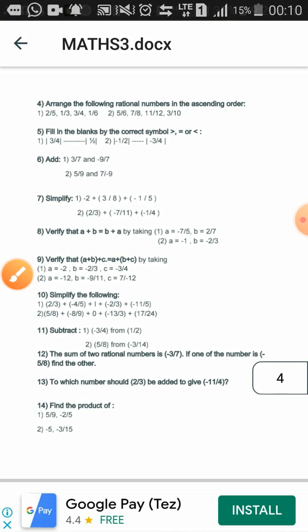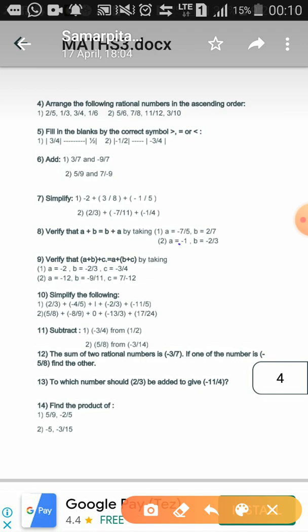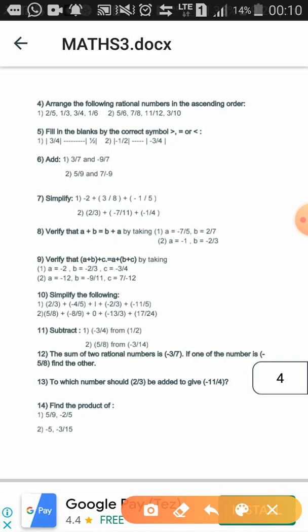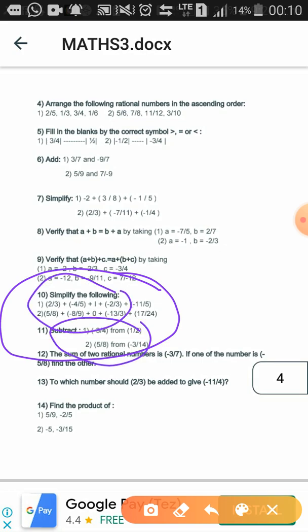So these verifications, you are just putting the values in the brackets and solving. This one you will be able to do on your own, and these additions also, most probably you'll be able to do on your own. In case you have a problem in this simplify and subtract, then you send me back these sums. Yes, I will solve it and send you the solutions.